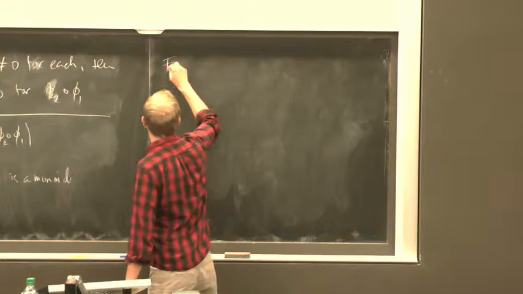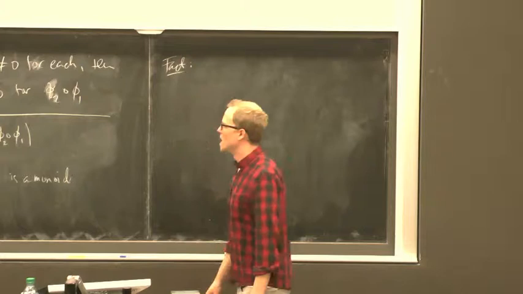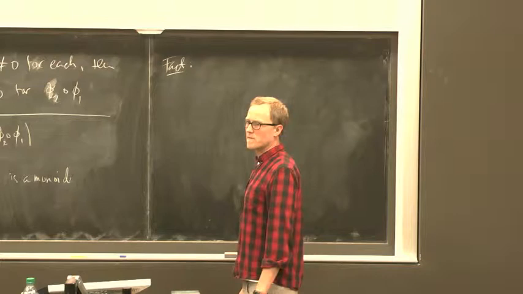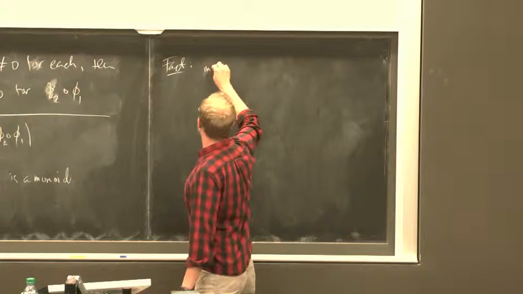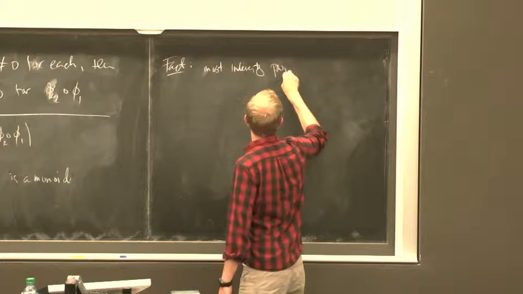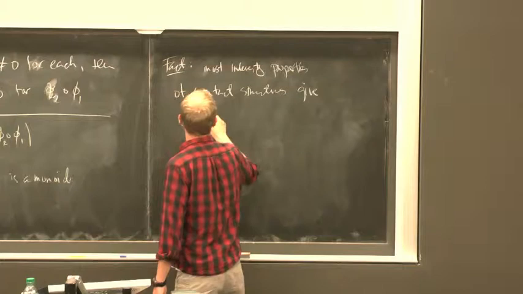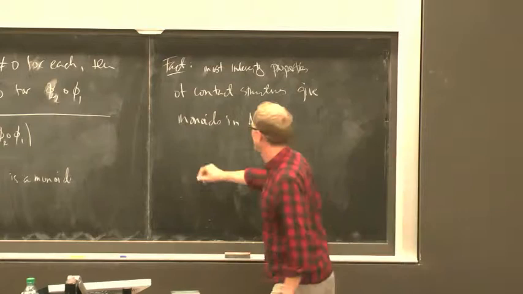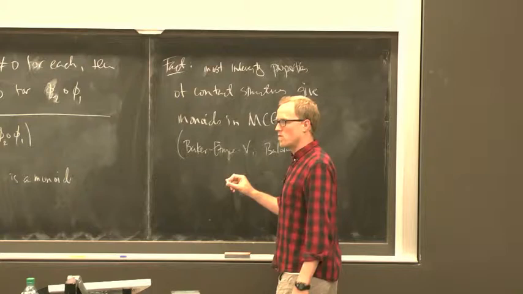Okay, I guess I have co-authors here. So while we did prove this exact statement, Baldwin also proved it, and it also follows from more recent work of Russell. Most interesting properties of contact structures give monoids in that cluster. Baker, Baldwin, most of these are.